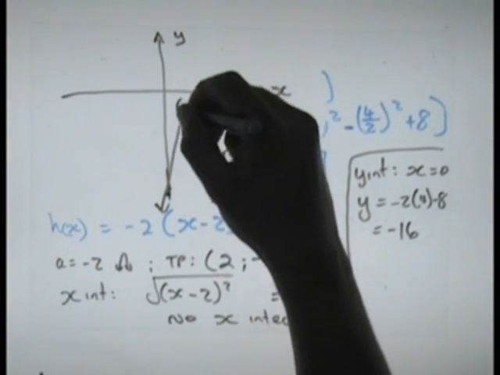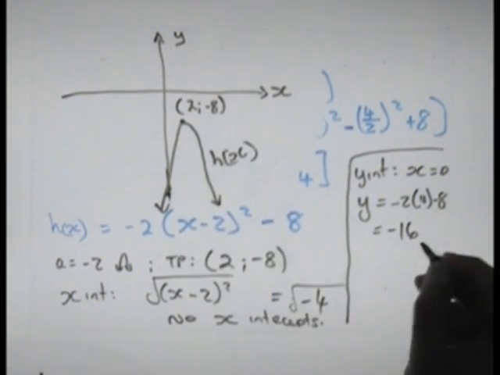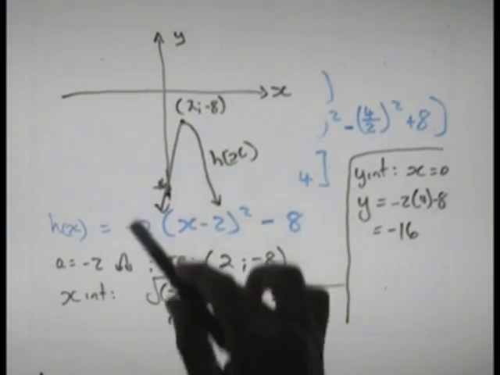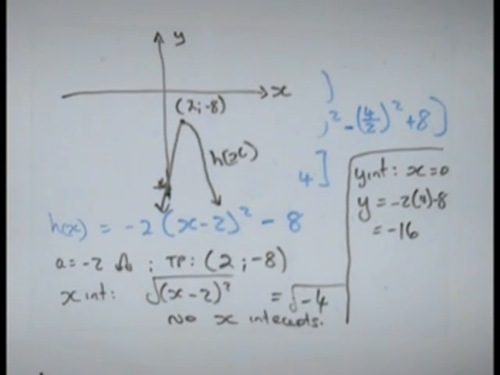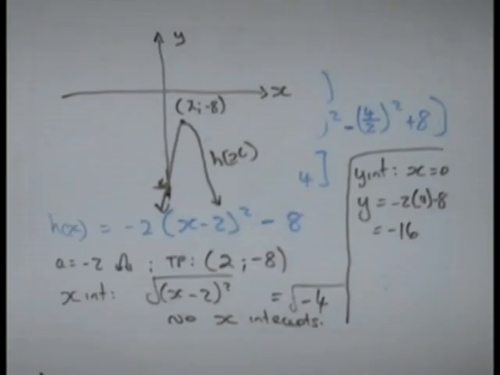Turning point of 2, -8, and my y-intercept of -16. Just because I had no x-intercepts doesn't mean that the graph doesn't exist. It just means that it does not cut the x-axis.